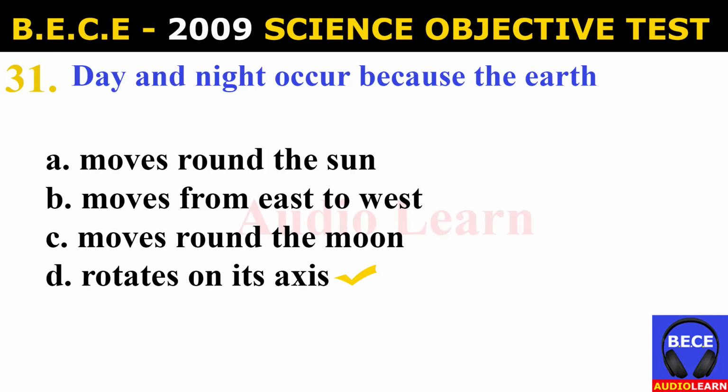Number 31. Day and night occur because the earth A. Moves round the sun. B. Moves from east to west. C. Moves round the moon. D. Rotates on its axis. And the answer is D. Rotates on its axis. Day and night occur because the earth rotates on its axis.